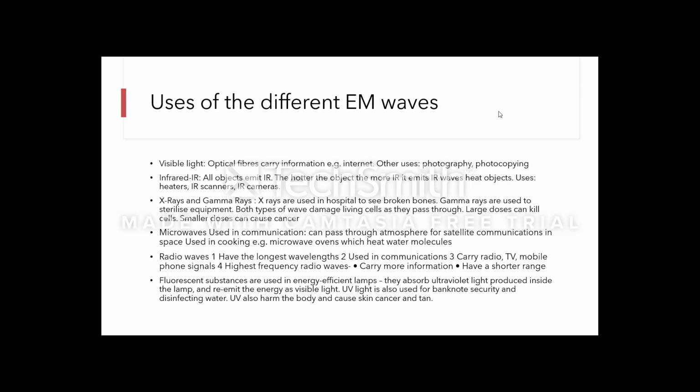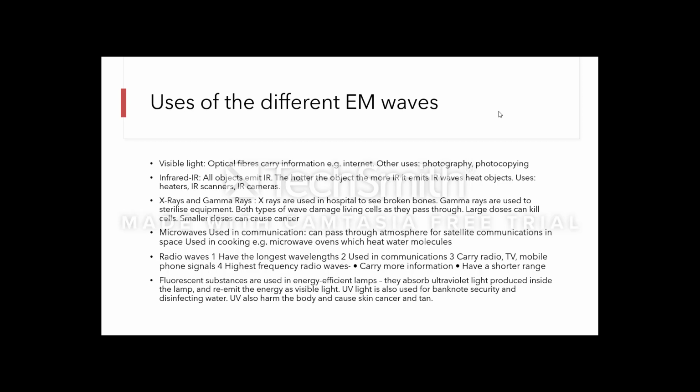X-rays and gamma rays. X-rays are used in hospitals. So we know people in hospitals they take X-ray of bones to see if there are any broken bones, and then gamma rays are used to sterilize equipment. But both of them are really dangerous in high volume and cause cancer and death. So microwaves are used in communication. They can even pass through atmosphere for satellite communication in space. They're used in cooking, like the microwave ovens, which we use to heat food.